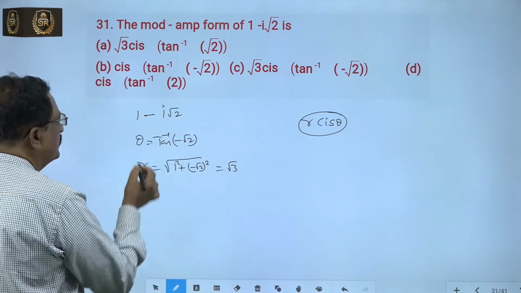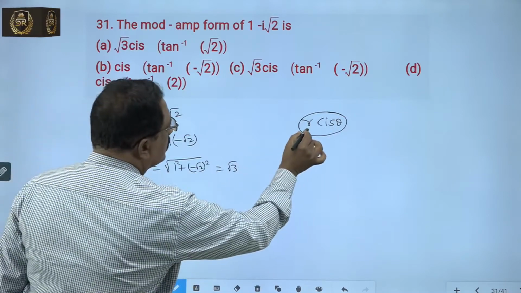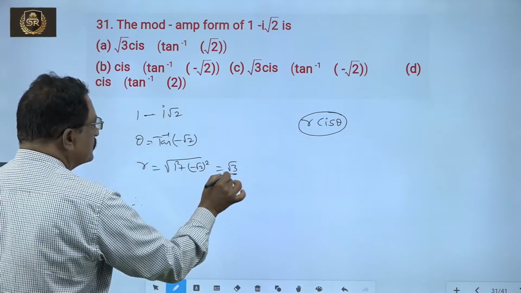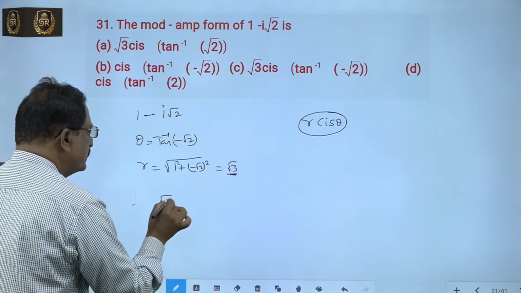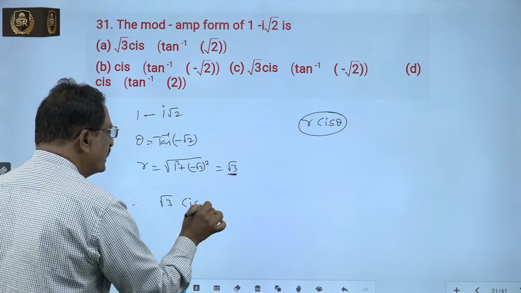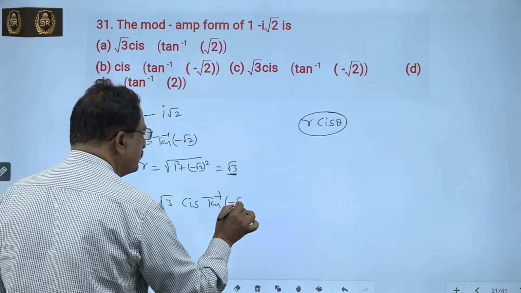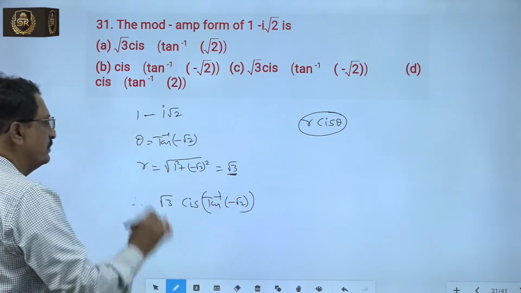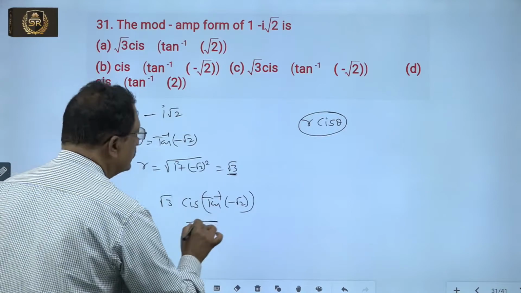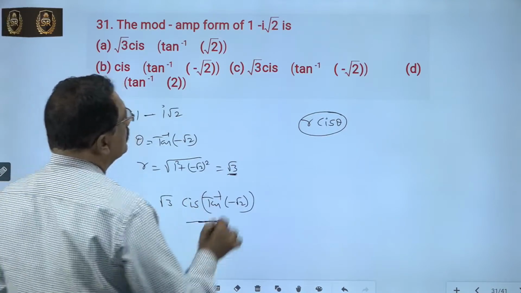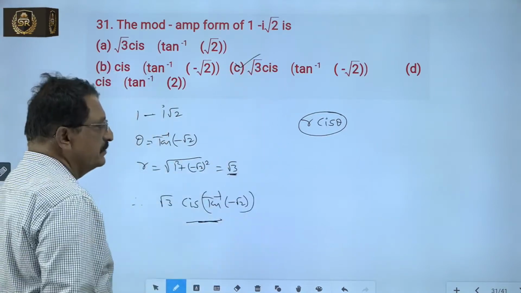Therefore, mod amplitude form equals R into cis theta, but R equals root 3. Root 3 into cis tan inverse minus root 2, because theta equals tan inverse minus root 2. Now it is the answer. Now third option, option C is correct.